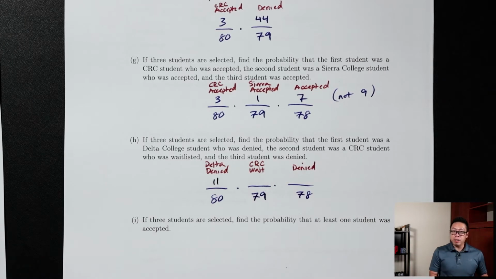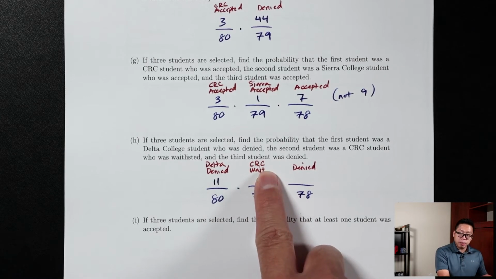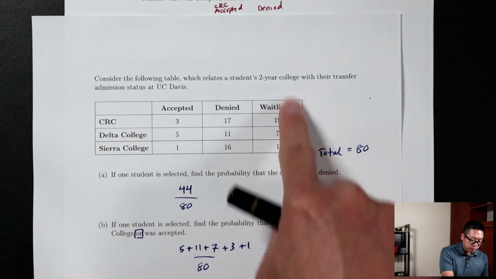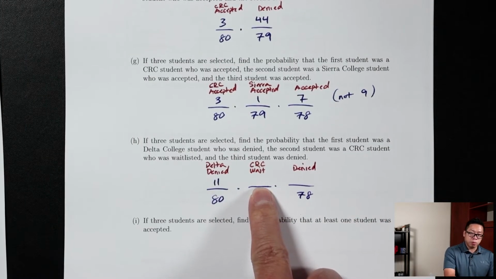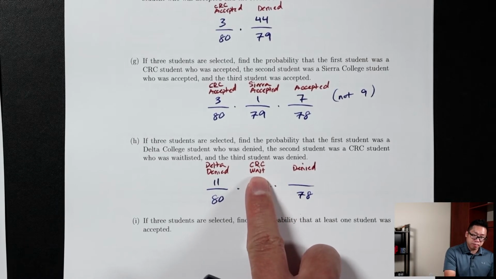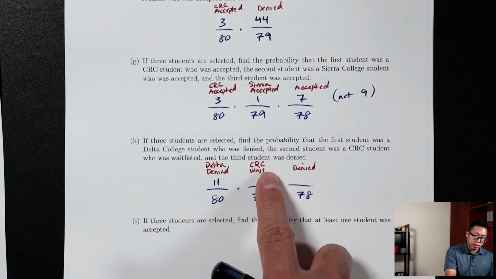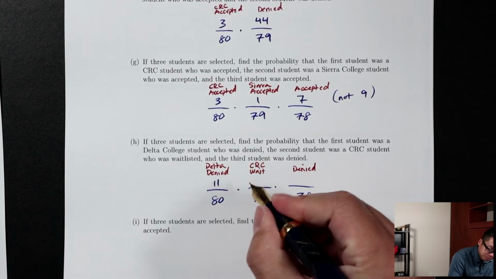Okay, and now for any fraction after the first, we have to keep in mind that sometimes we have to reduce. Second fraction, CRC waitlisted, 19. So is it 19 or do I have to reduce? We ask ourselves, have we used any CRC waitlisted yet? No, right? The first fraction was Delta denied. So we have not used any CRC waitlisted yet. So we should have the full 19.